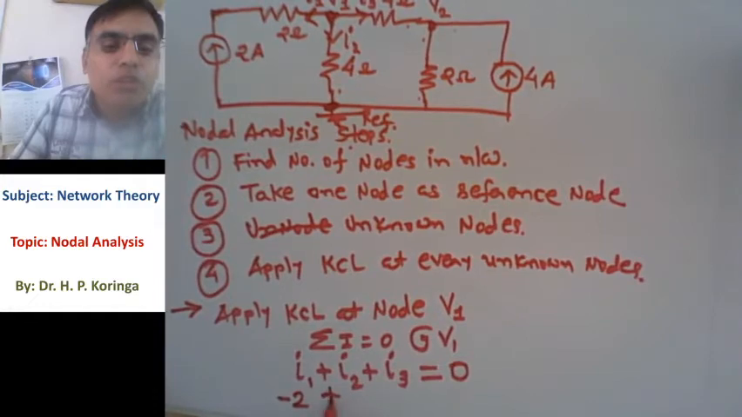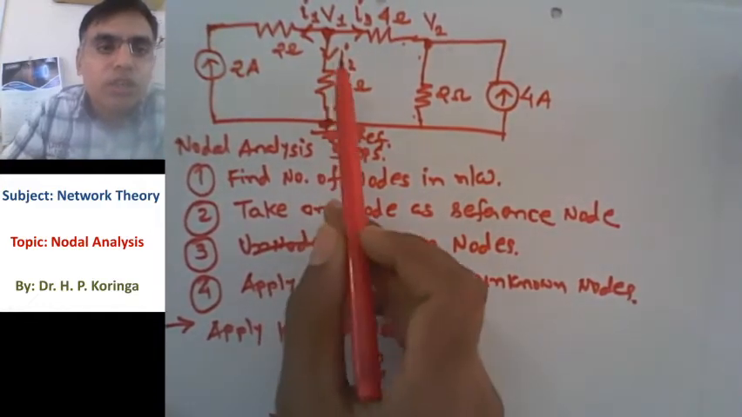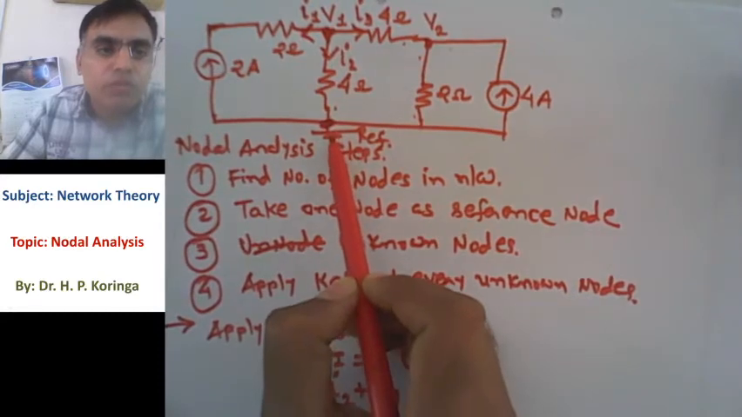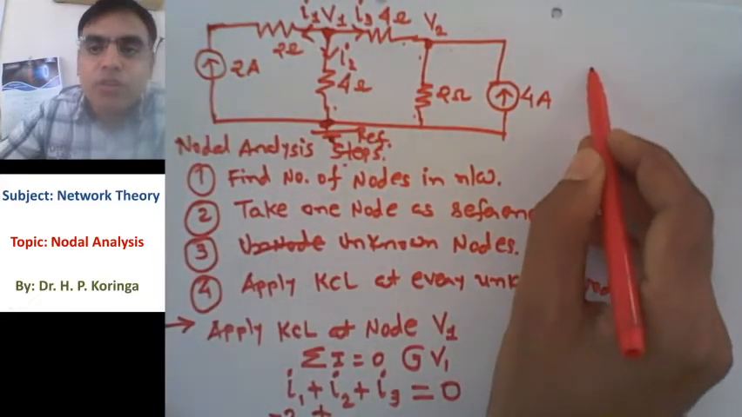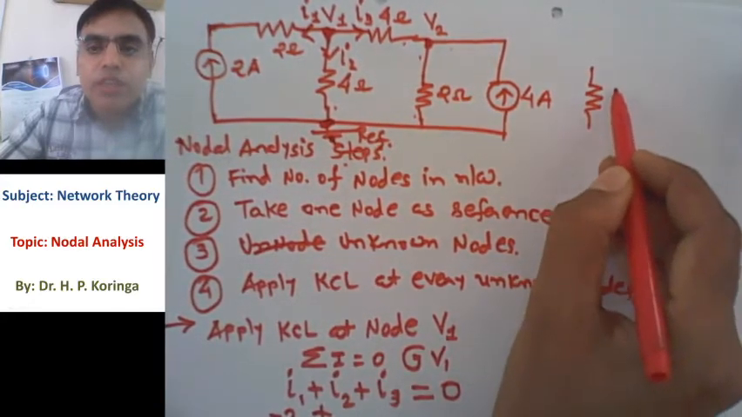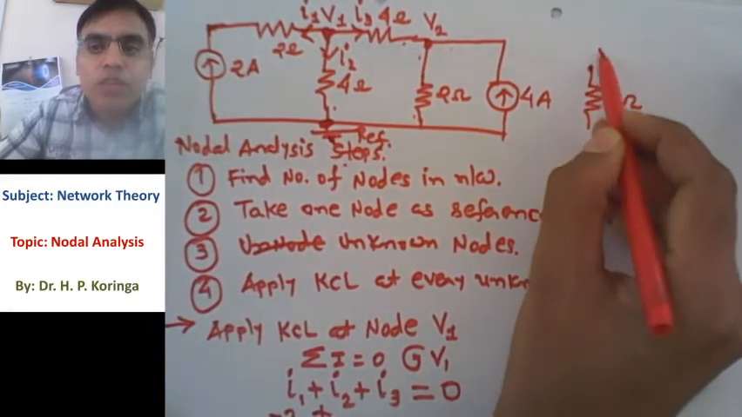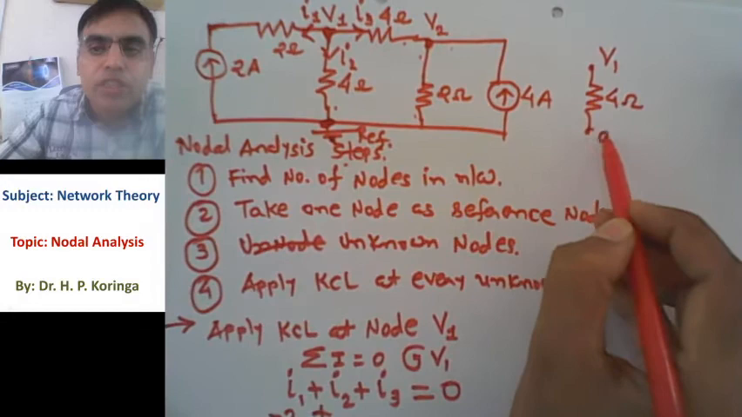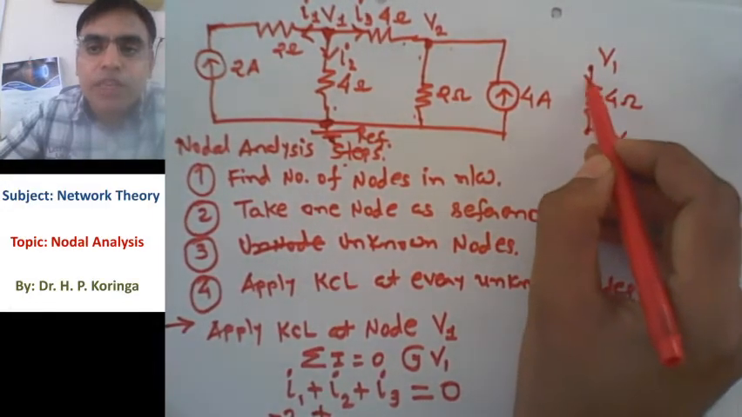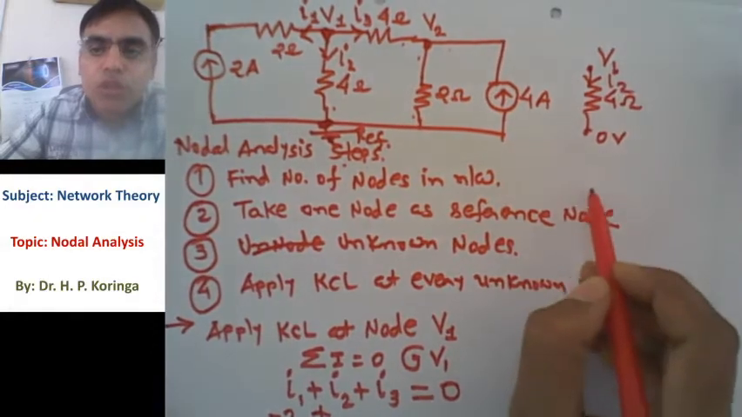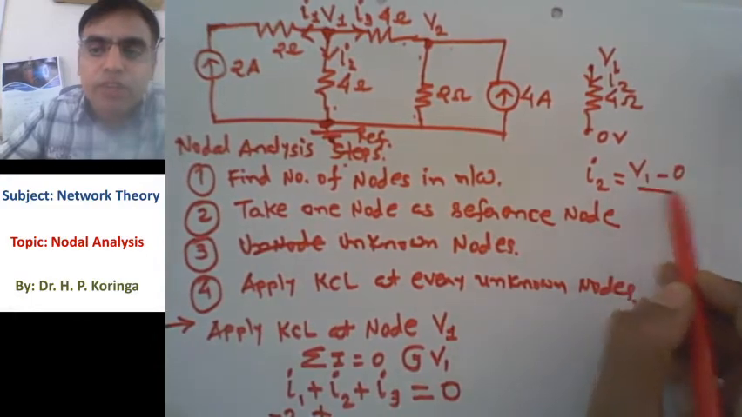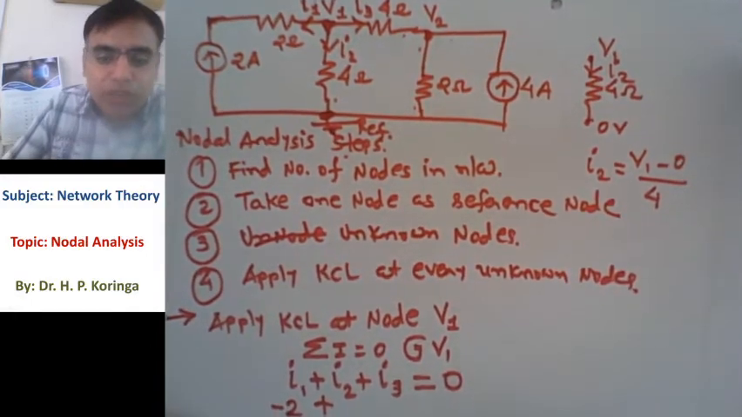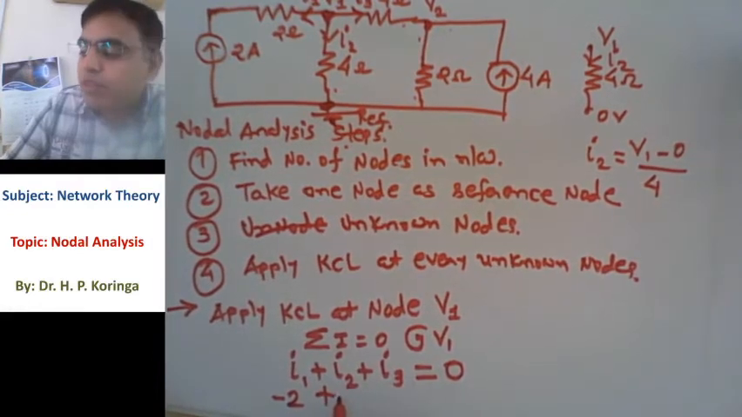Now what about I2? I2 is the current moving from V1 to the reference node 0. Here the resistance is 4 ohm, the voltage at one end is V1, and at the other end the voltage is 0, the reference voltage. And we want to find this current, which is I2. So how to find I2? I2 is the potential difference divided by the resistance value 4, so I2 is equal to (V1 minus 0) divided by 4.